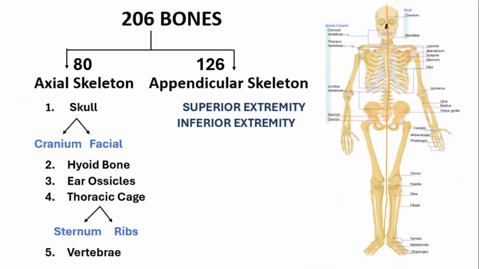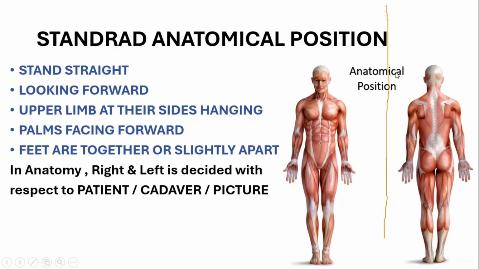Now if I show you this pic, you can understand whether this is the anatomical position or not, and this is a very good pic. See, the anatomical position means the person will be straight, or you can say the person is erect, looking forward. Looking forward means we can see that this person is looking towards us. Upper limbs at the sides, hanging.